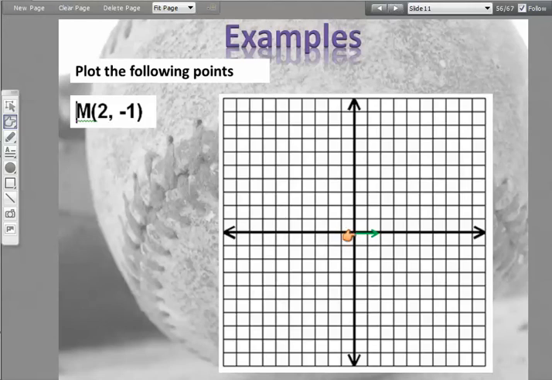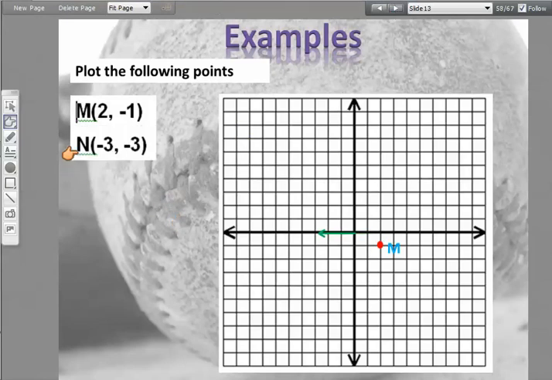Okay, I'm going to start at the origin and go 2 units to the right because it's positive. And then my y-coordinate is -1. So I'm going to go down 1 unit, and there's my point M.